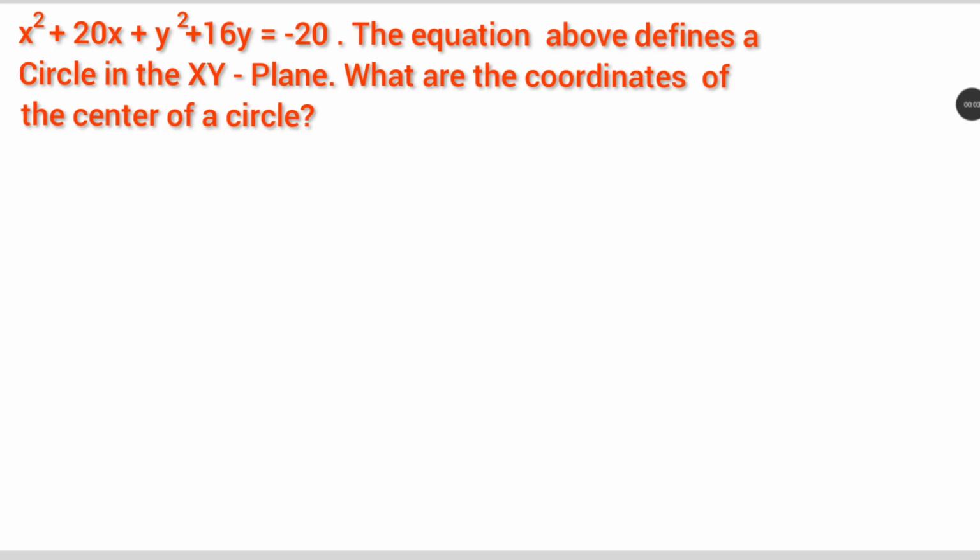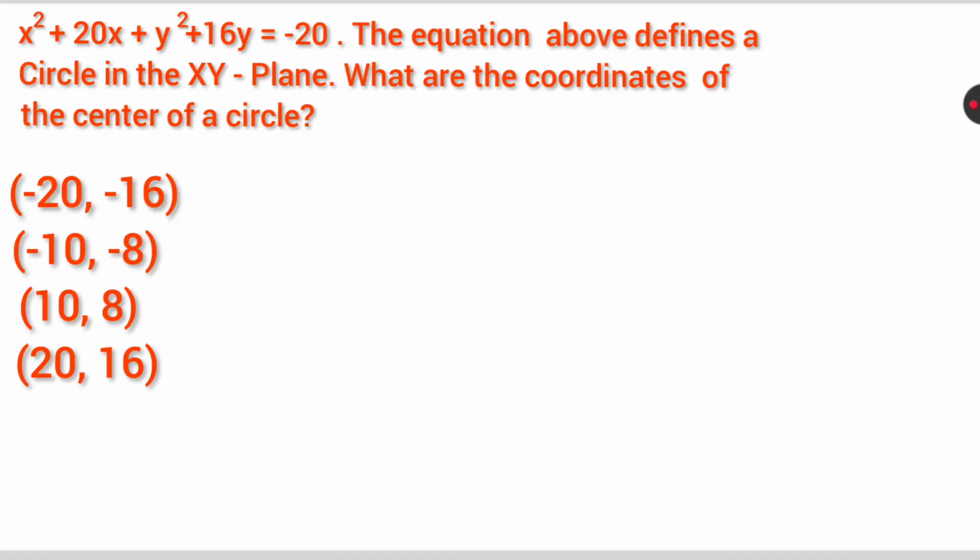Today's question is x raised to power of 2 plus 20x plus y raised to power of 2 plus 16y that is equal to minus 20. The equation above defines a circle in the xy plane. What are the coordinates of the center of a circle? The options are minus 20, minus 16; minus 10, minus 8; 10, 8; 20, 16.